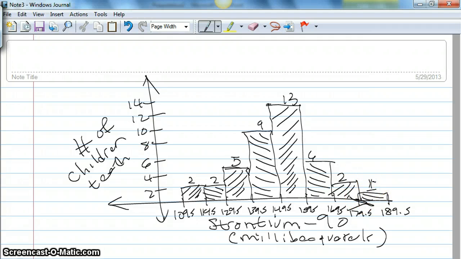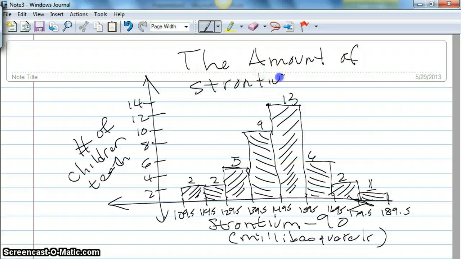The only thing that's left for us now is to create a title for it. You always want to include a title for a graph because without it, you really don't have a very good graph. So this is what? The amount of strontium 90 in deciduous teeth.